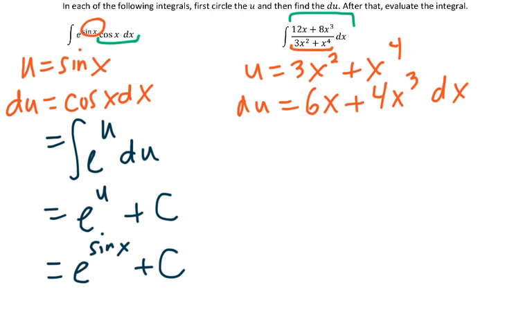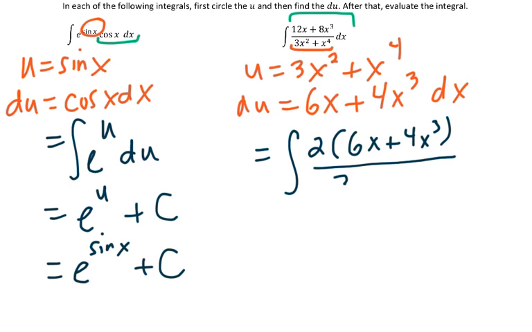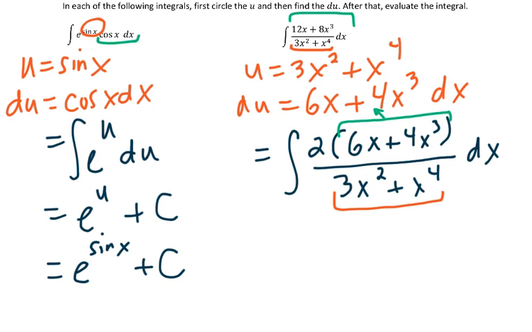So let's try to do some rewriting in this case. I'm going to write this integral as 2 times 6x plus 4x cubed over 3x squared plus x to the fourth dx. Because now, if you notice, this green part here, this 6x plus 4x cubed, is my du, and this denominator is my u. So this integral is going to look like 2 over u du.